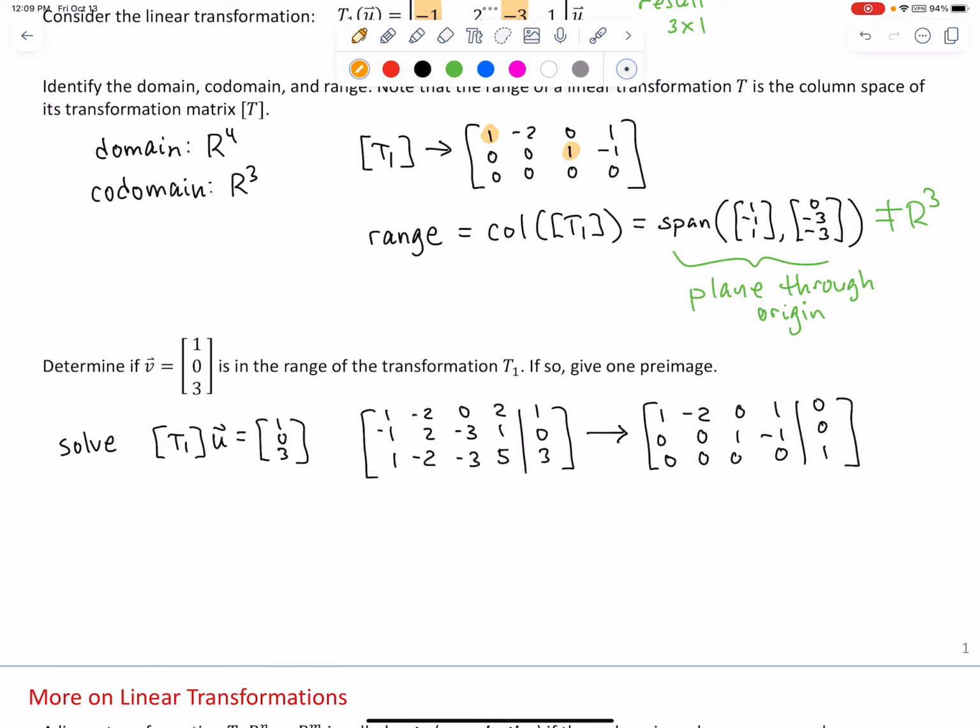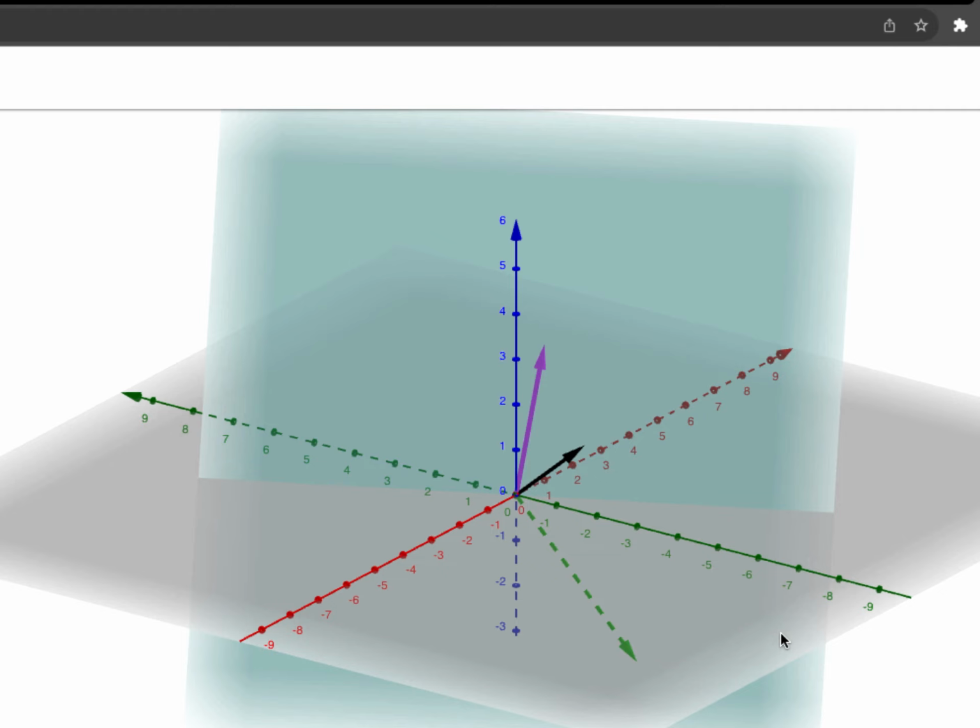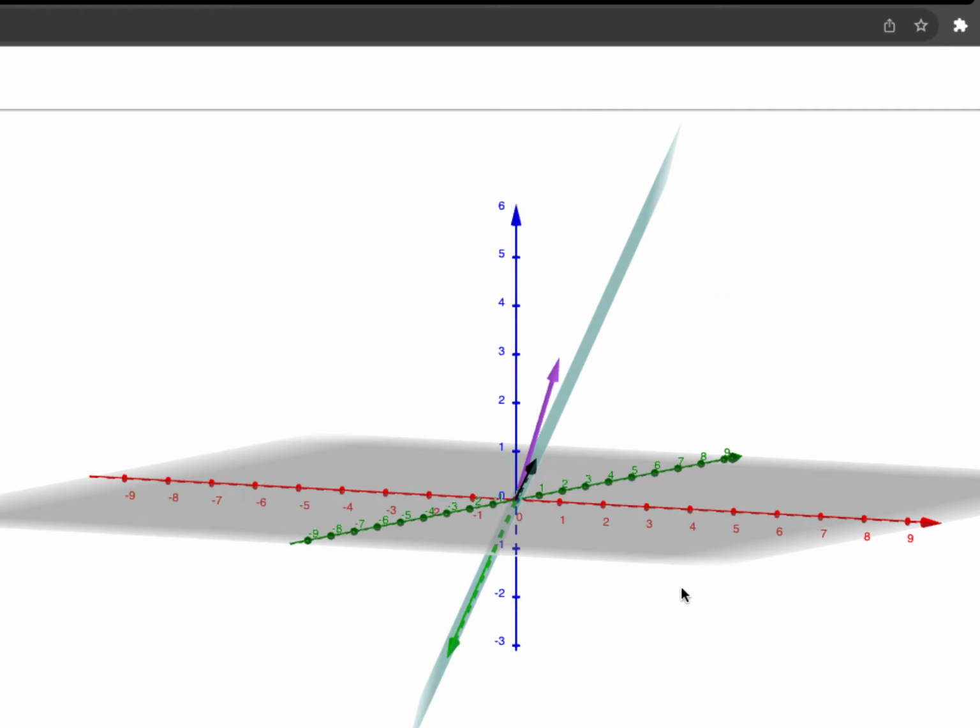Now this bottom row reveals something interesting. This suggests that 0 is equal to 1. Thus we have an inconsistent system, which means that it is not possible to obtain the vector 1, 0, 3 via this linear transformation. So vector v is not in the range, meaning it is not coplanar with the vectors that are the columns of the standard matrix. Looking at our image, the vector v is the purple vector, and from this angle we can clearly see that the purple vector does not terminate on the plane. Therefore, it is not in the range of the transformation.